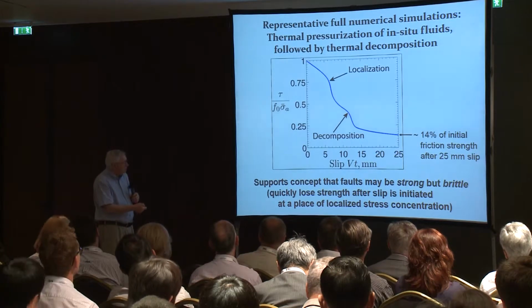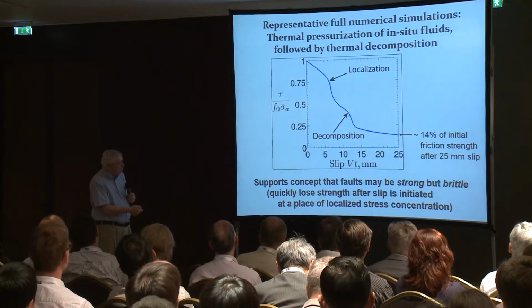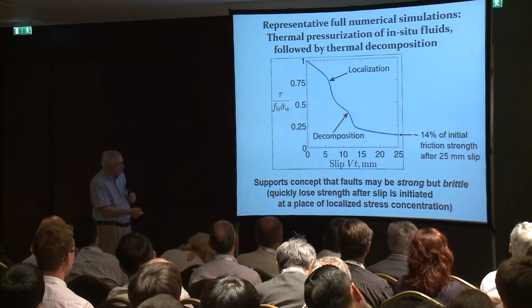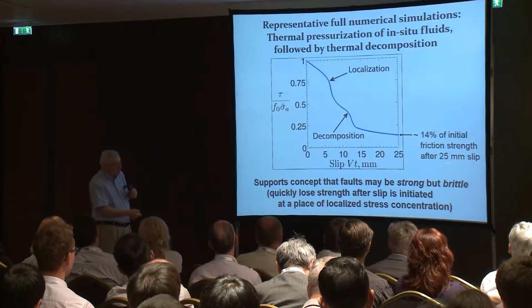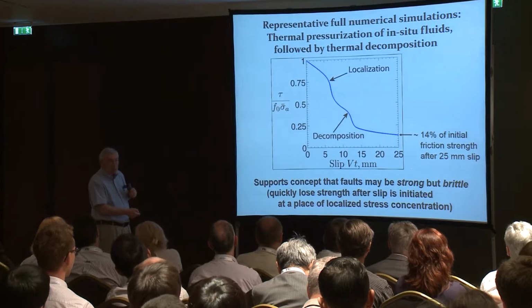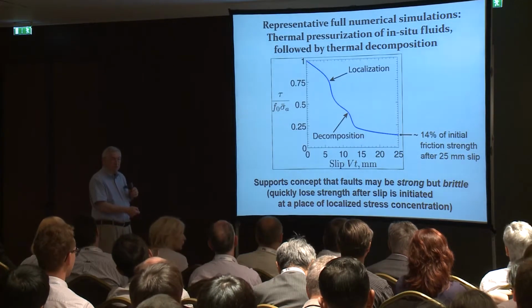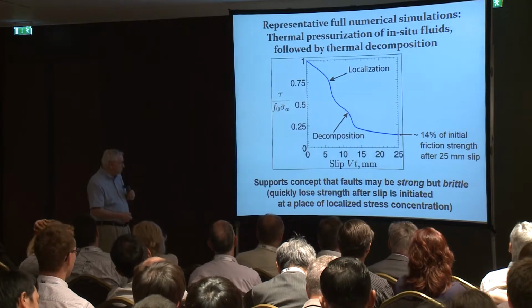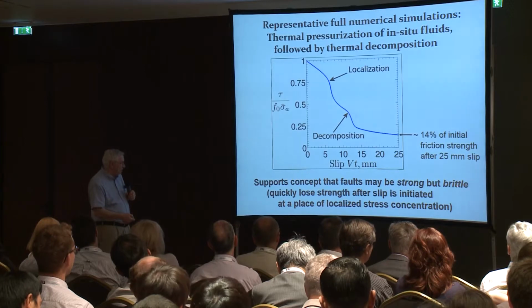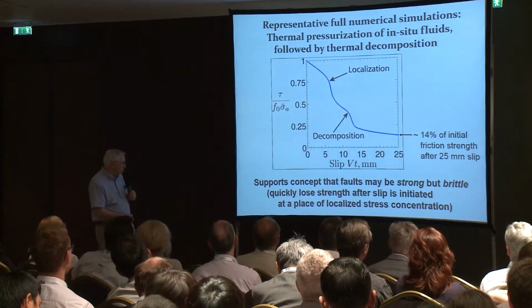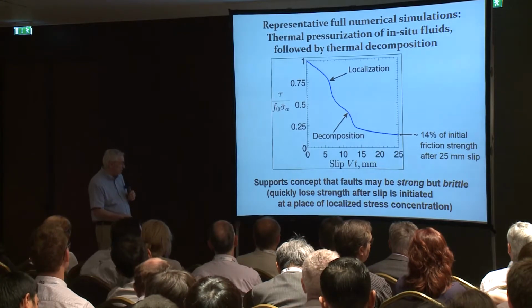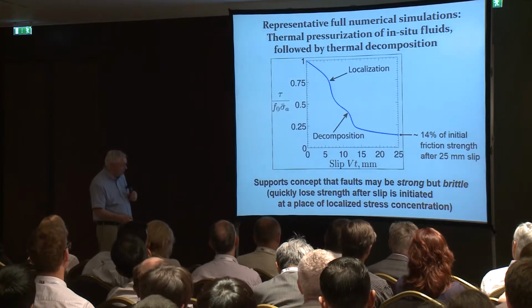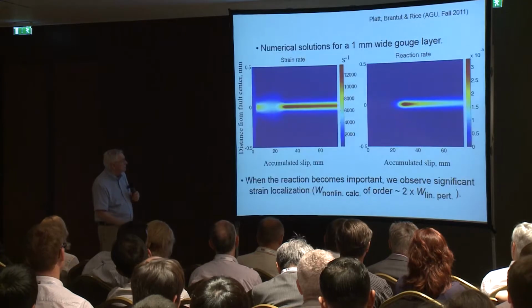And that finally takes you down to extremely small frictions, 14% of the initial friction strength after just 2.5 centimeters of slip, which is small compared to the slip in earthquakes that you worry about. So it supports the idea that faults, while statically strong, are brittle in the sense that they lose strength quickly after slip is initiated and localization, and then heating further weakens slip.